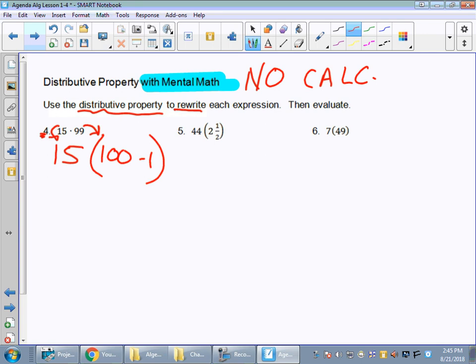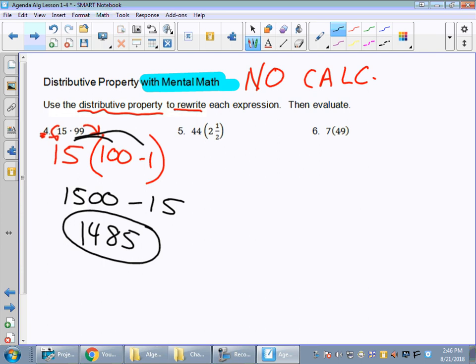So now I can do the distributive property. I'm going to take this 15 times 100, which should be a little bit easier for us, 1500. And then we've got 15 times a negative 1, which would be a negative 15. Now we should be able to do some mental math here, still not using a calculator, and just taking 15 away to get 1485.